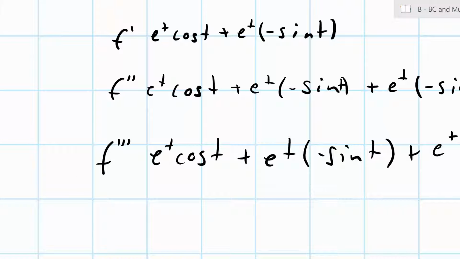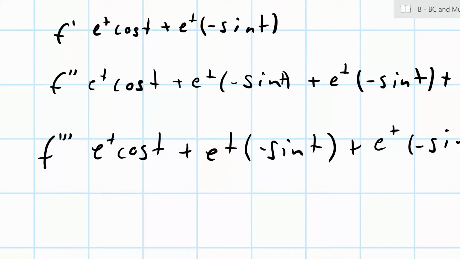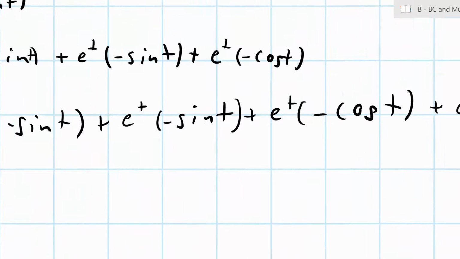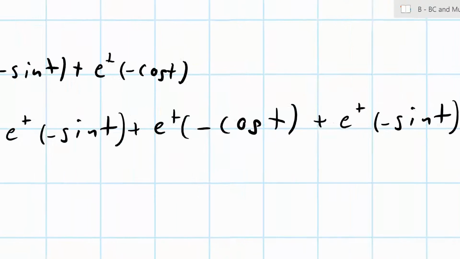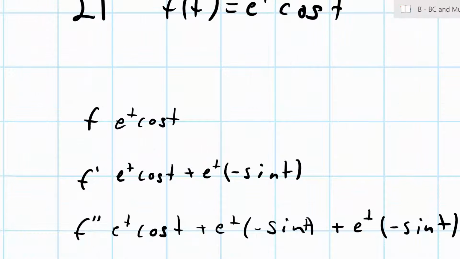Okay, so the third derivative is this whole big equation. E to the t cosine t plus e to the t times negative sine t, and so on and so forth, with the signs on any of them.